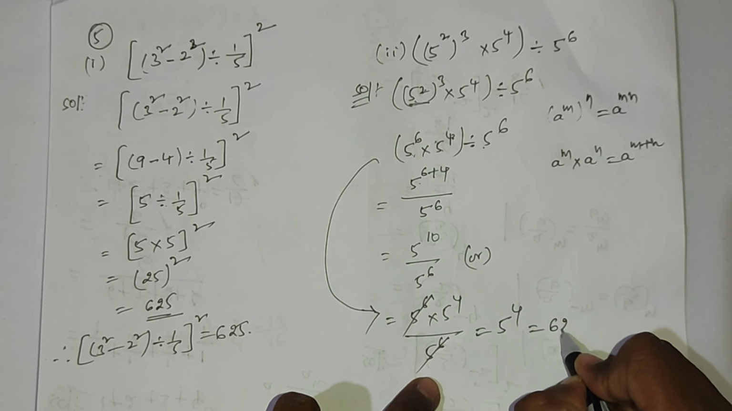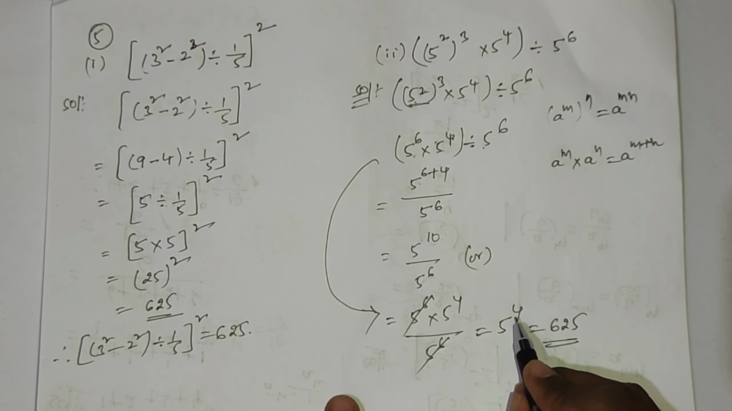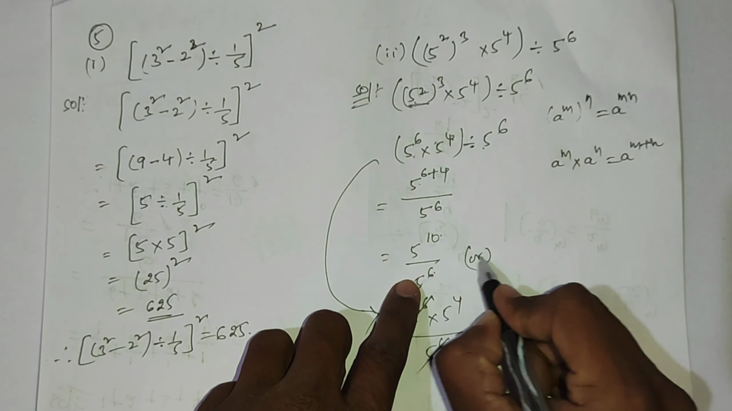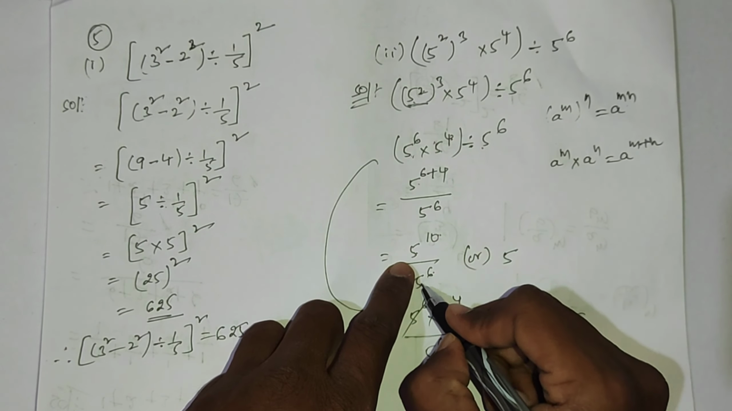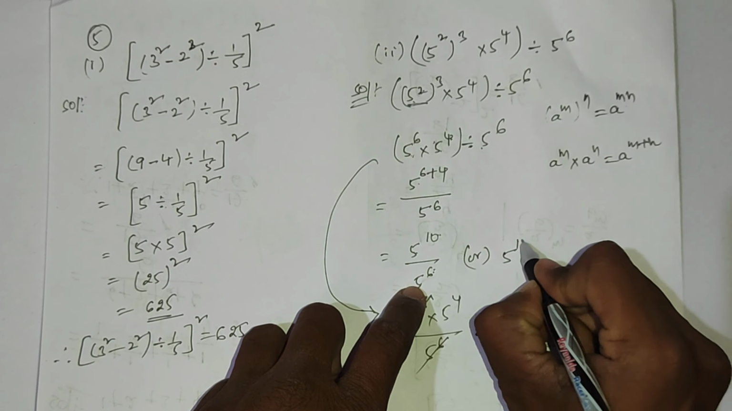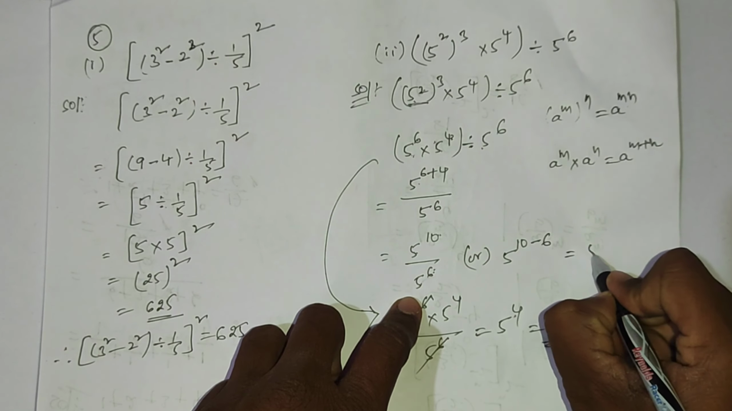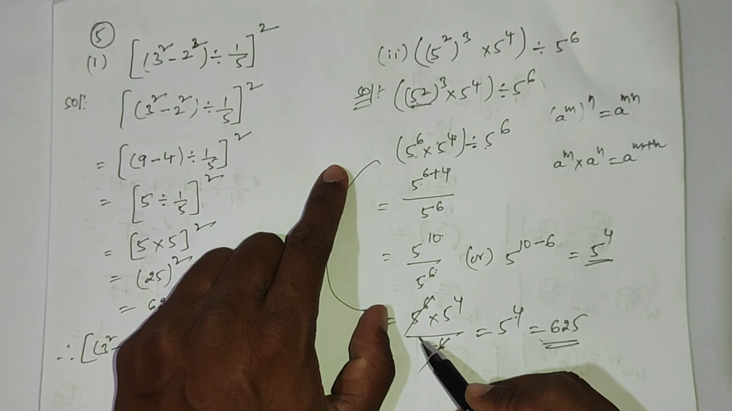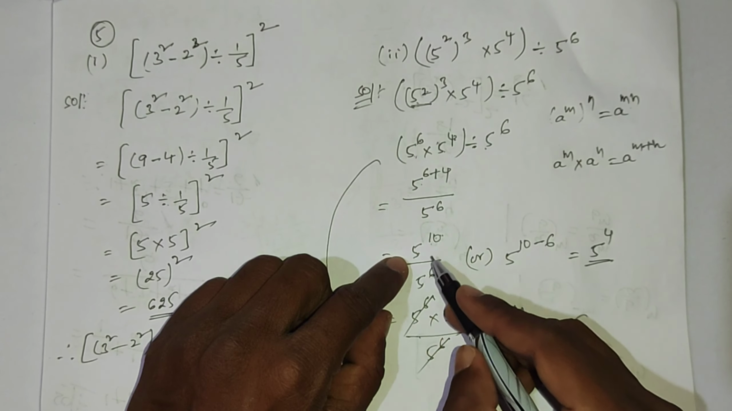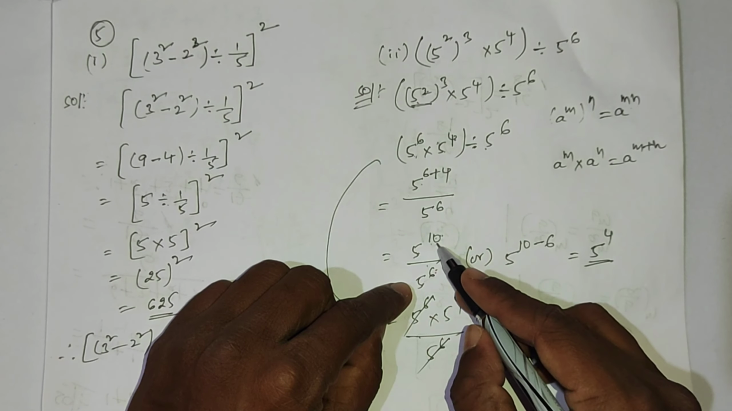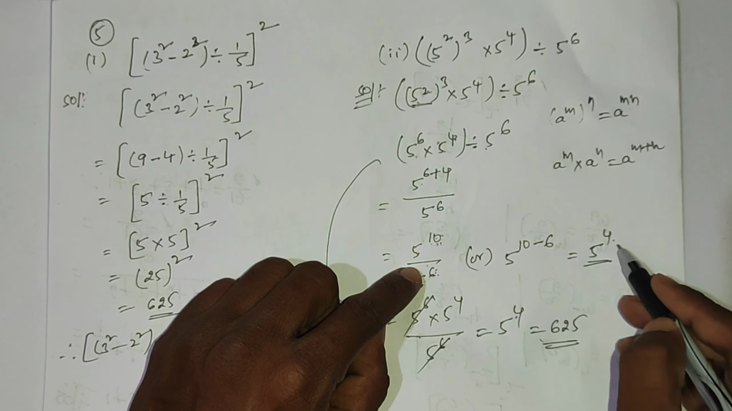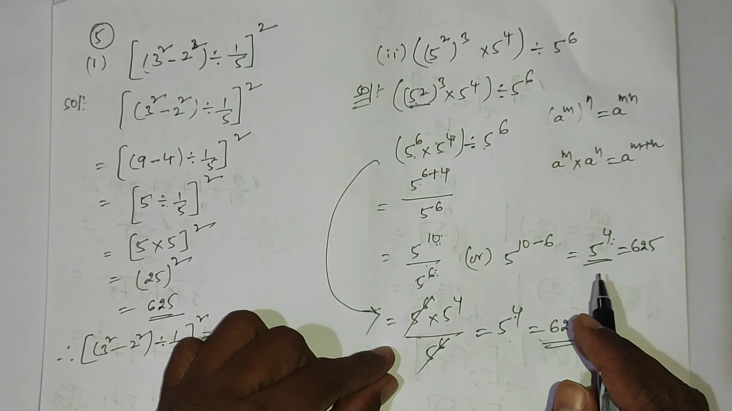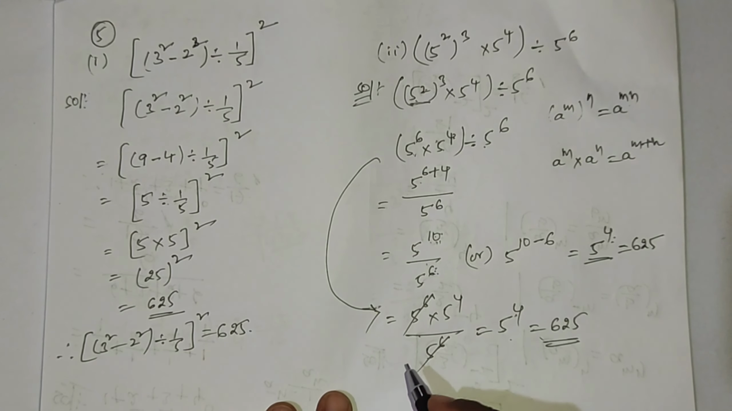Nothing but 625, where we have to multiply 5 four times. Or else you can take 5 power 10 by 5 power 6. Then we know the formula aᵐ by aⁿ is equal to a to the power of m minus n. Then 10 minus 6 is 4, so 5 power 4, again with the same answer, 625. You can do it like this or do the cancellation; you will get the same answer.